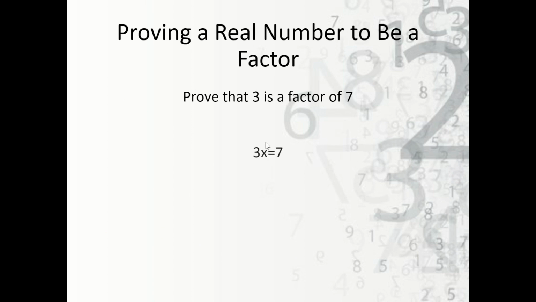Well, that means 3 times some number is equal to 7. So, if I divide both sides by 3, I get that x is equal to 7/3. So, if I multiply 3 times 7/3, I get 7. So, 3 is a factor of 7, it's just not an integer factor of 7. So every number can be a factor of every other number.